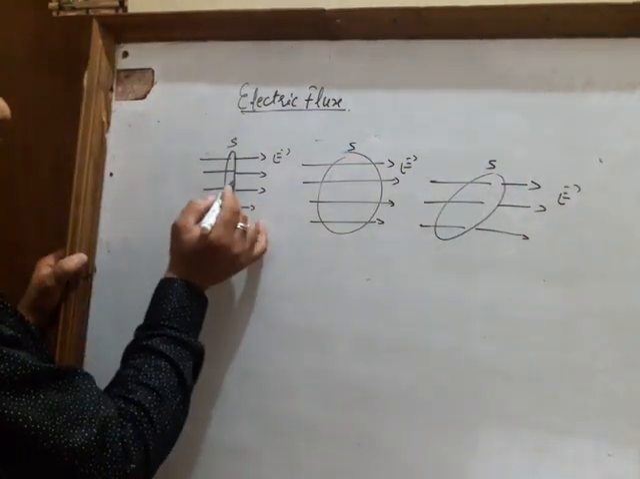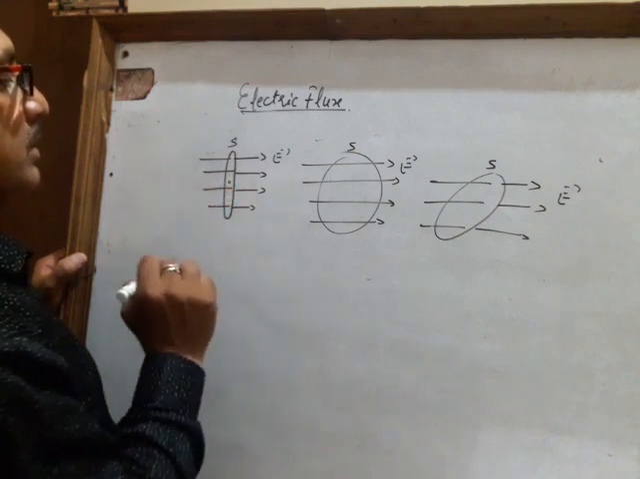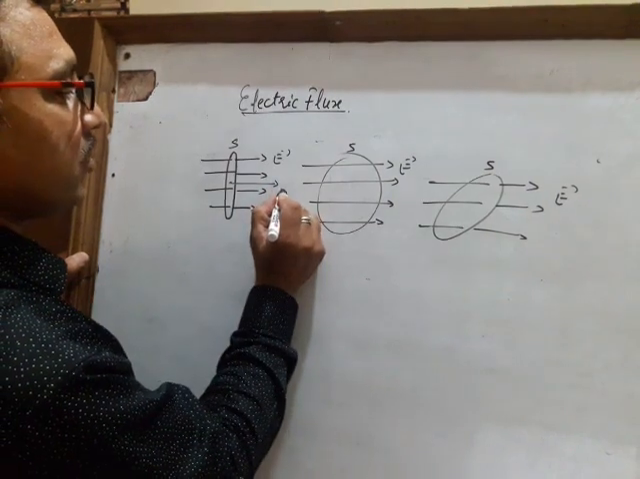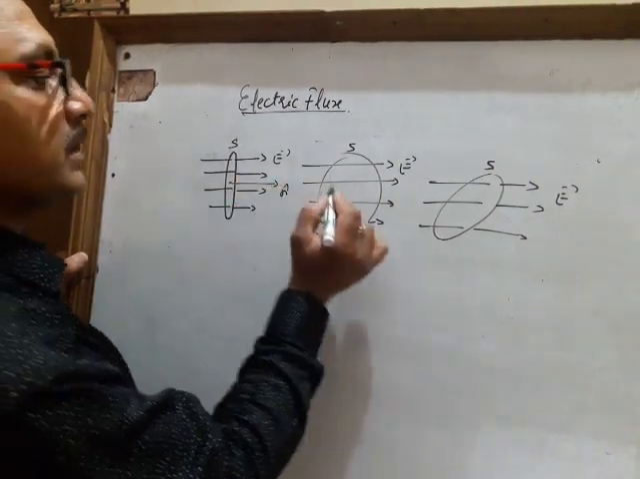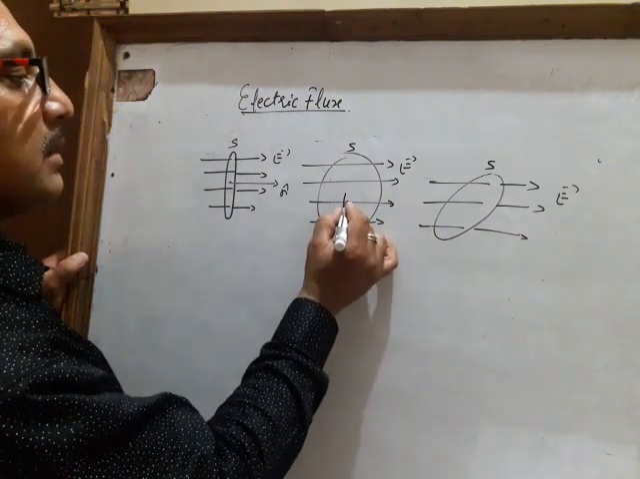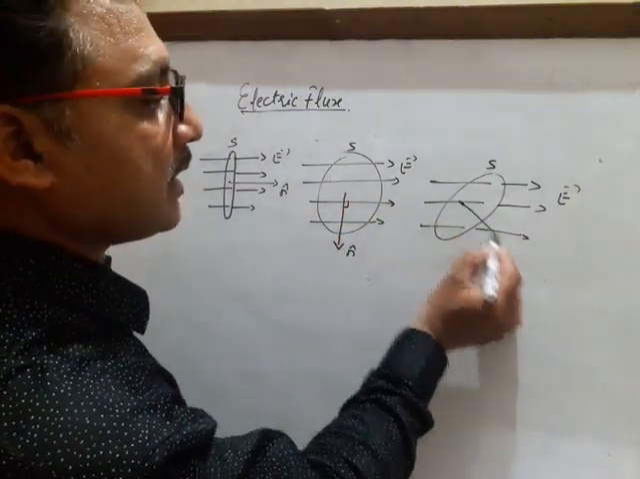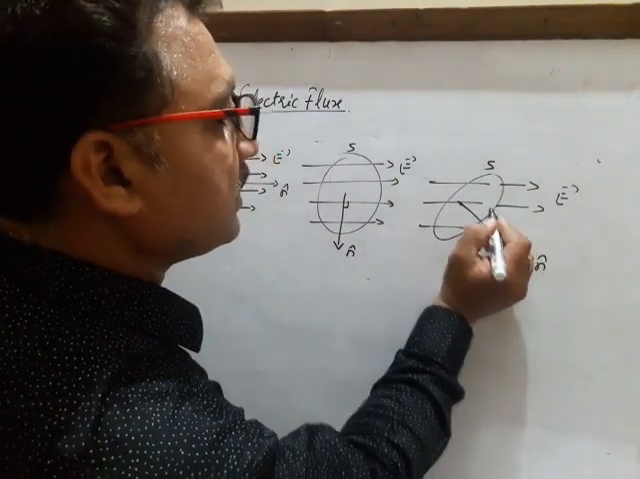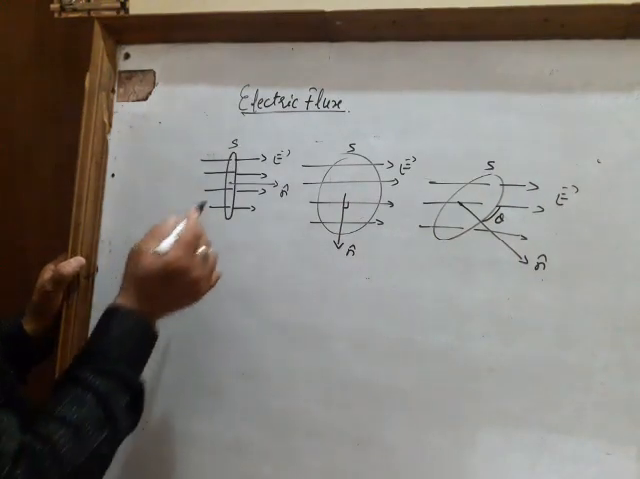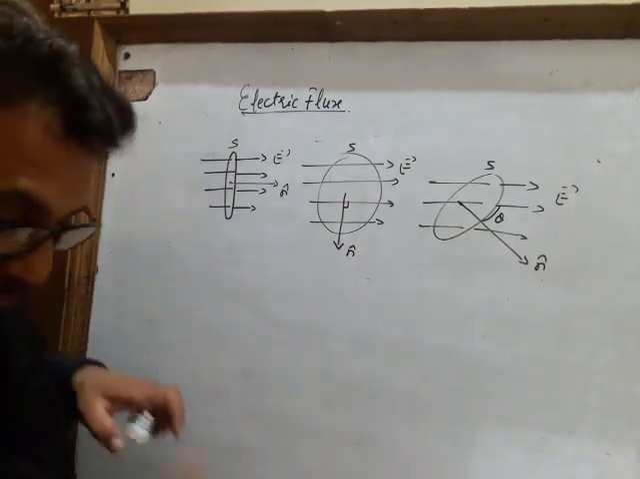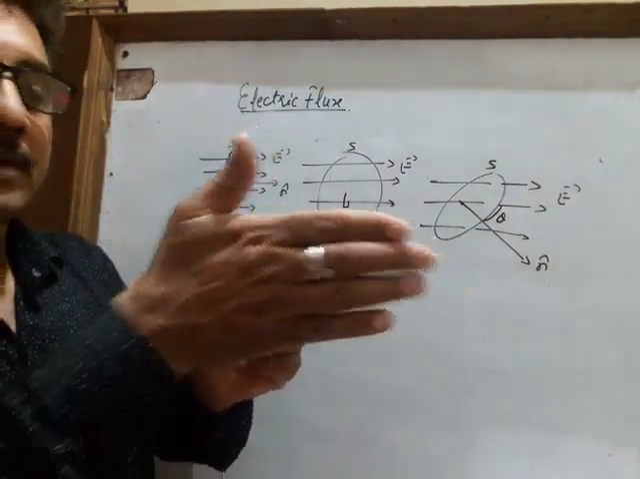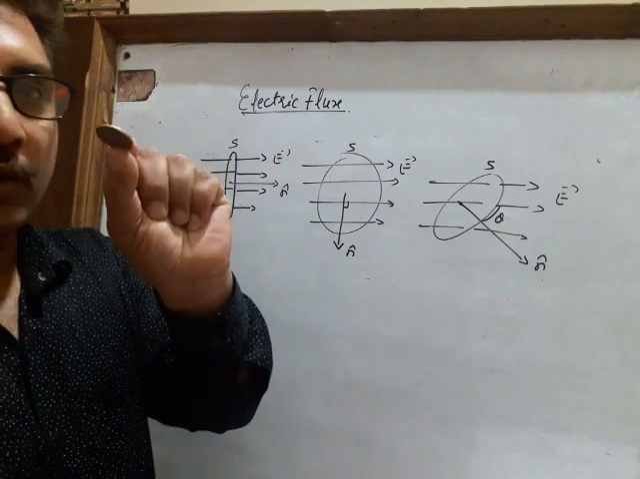Now, I told you the direction of the area vector is given by the outward drawn normal n cap. Here in this case I will be drawing n cap like this, and in this case like this. Here you can see the angle theta between n cap and the field lines. In the first case, these are the lines of force, and this is the coin which I am holding in my hand.